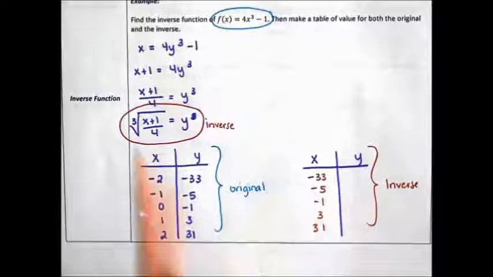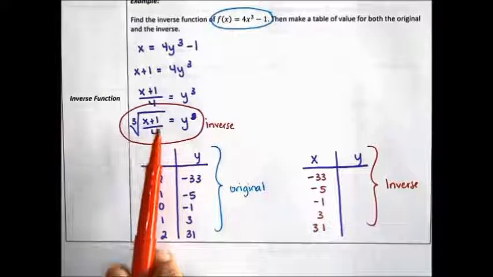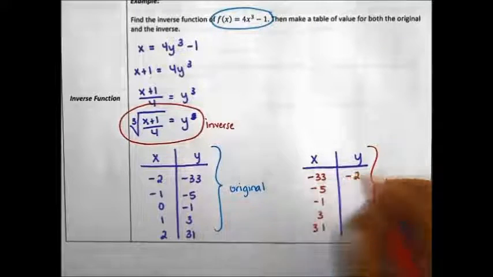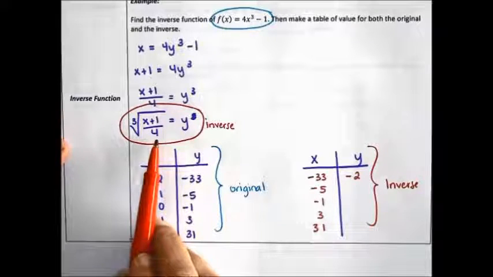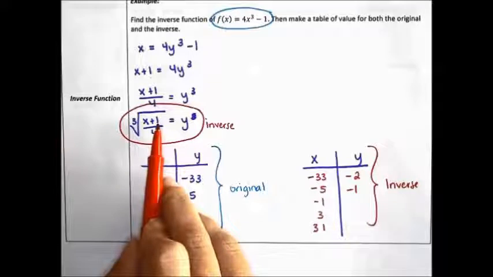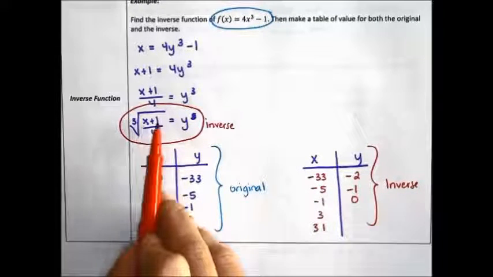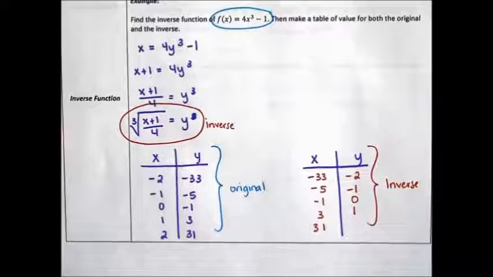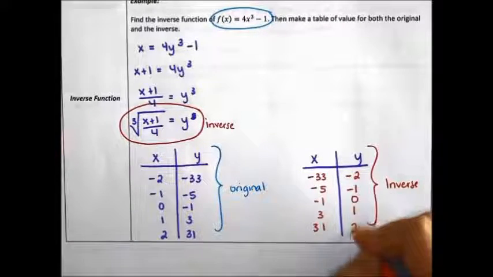Now plug those in. -33 plus 1 is -32. Divided by 4 is -8. The cube root would be -2. -5 plus 1 is -4. Divided by 4 is -1. Cube root is -1. -1 plus 1 is 0. Divided by 4 is 0. The cube root is 0. 3 plus 1 is 4. Divided by 4 is 1. The cube root is 1. 31 plus 1 is 32. Divided by 4 is 8. The cube root is 2.